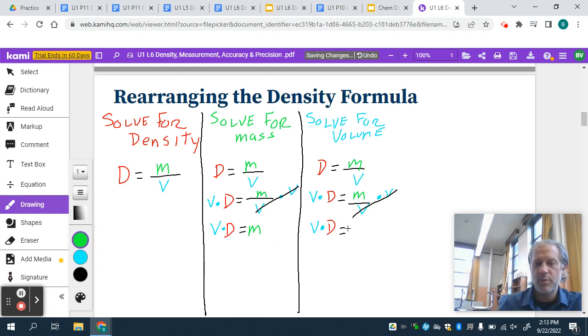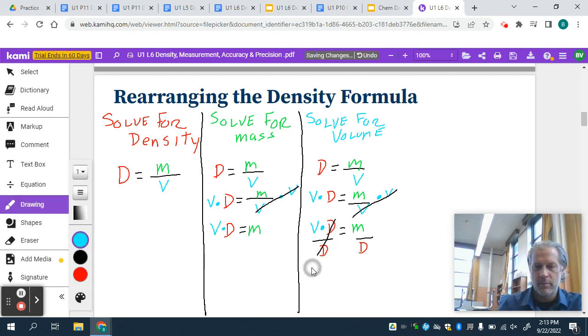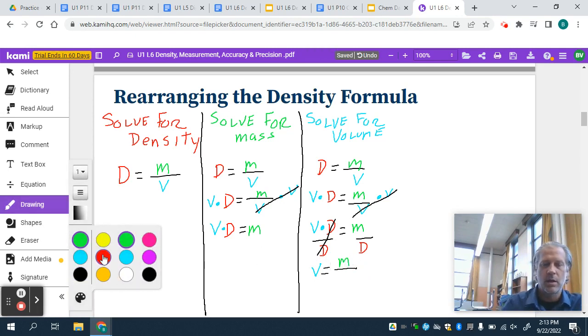Now, there's one more step we have to use if we're going to solve for volume by itself. And that one more step is to divide both sides by density. So I'm going to divide both sides by density, and now I'm going to be left with my new formula, because density on the left side cancels out, which will be volume is equal to mass over density.